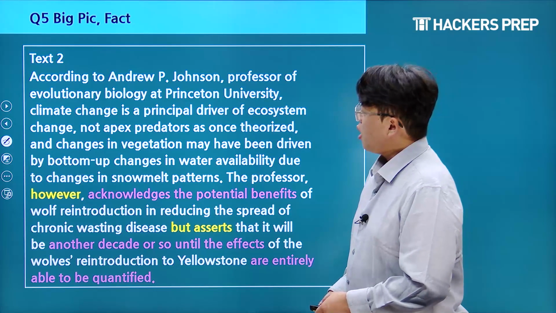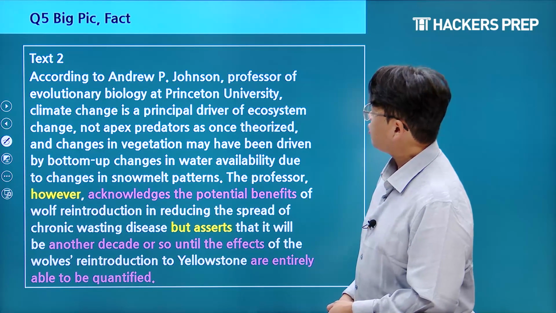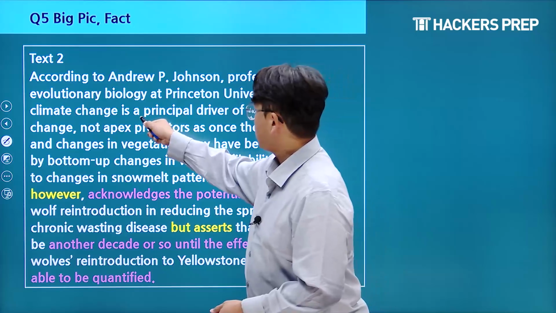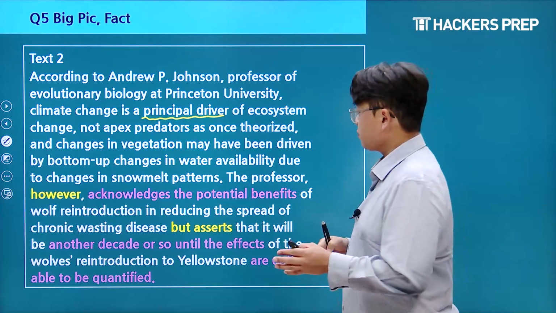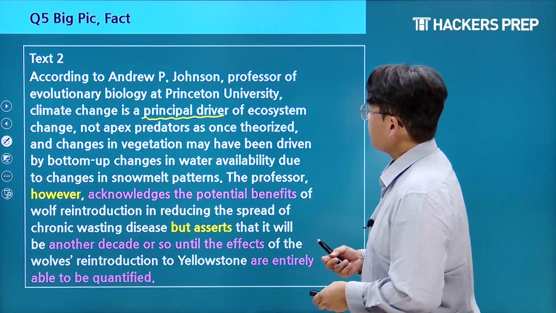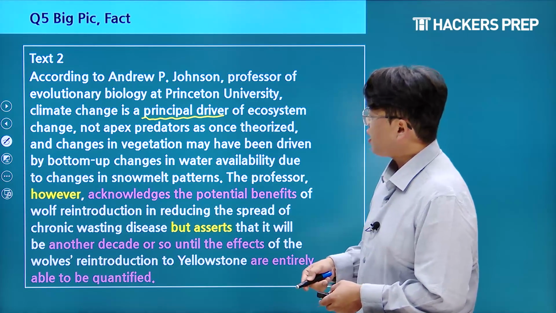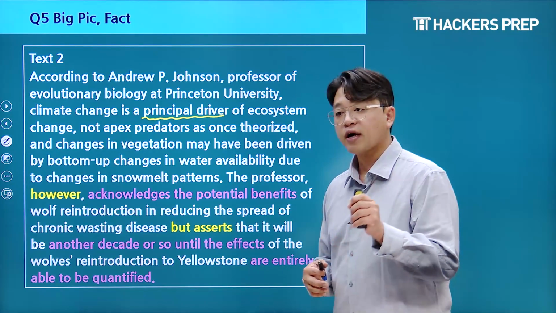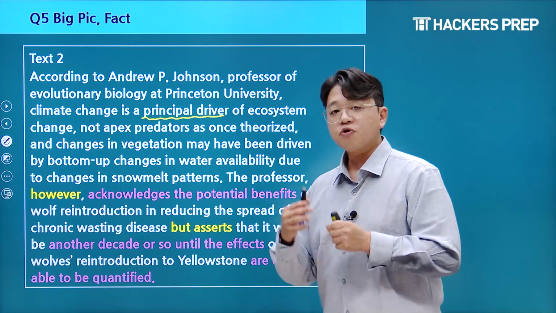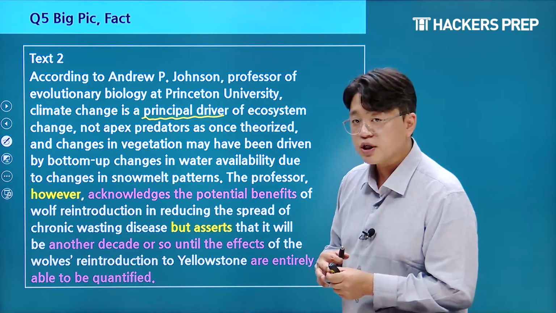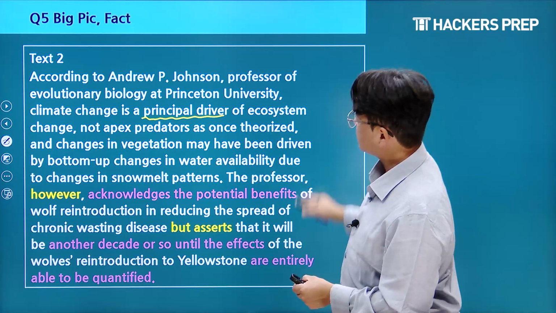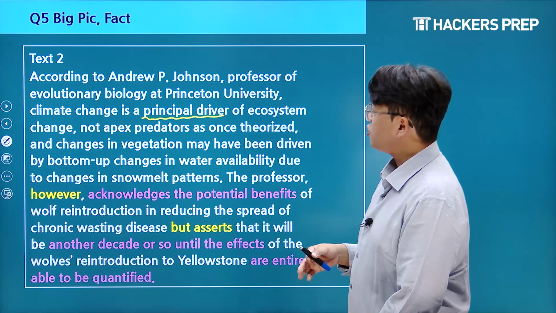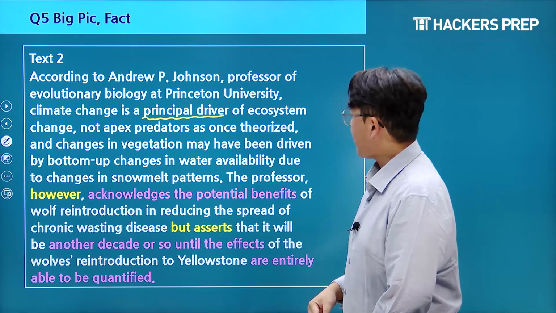What about text 2? According to Andrew P. Johnson, professor of evolutionary biology at Princeton University, climate change is a principal driver. This simply means the main cause, the main factor, the driving factor of ecosystem change, not apex predators. And where do we see apex predators? In text 1. In fact, text 1 is trying to say that we need to reintroduce apex predators into the Pyrenees. This next text clearly states that the principal driver of ecosystem change is climate, not apex predators, as once theorized.